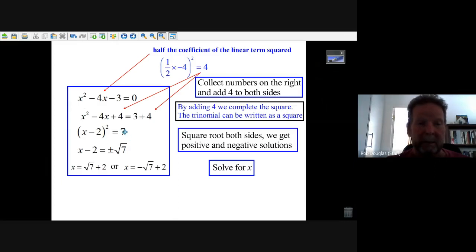Then you square root both sides. The square root of 7, you get root 7. But there's always two answers with this, positive and negative. Two roots, positive and negative. Then we bring the 2 over. So the two answers are root 7 plus 2 or minus root 7 plus 2. And there's our two solutions.